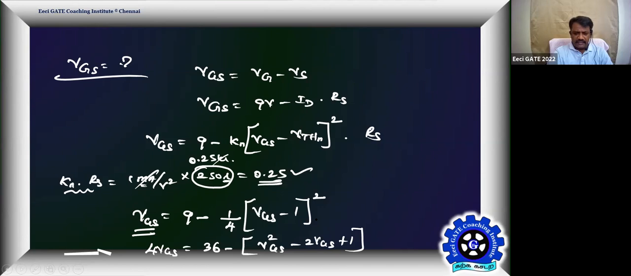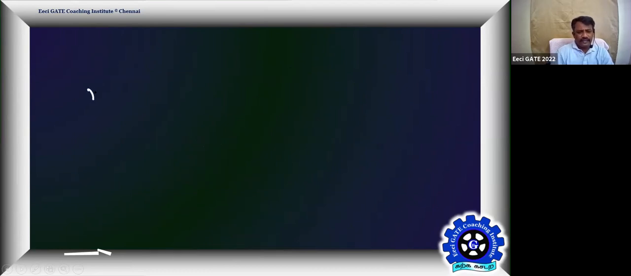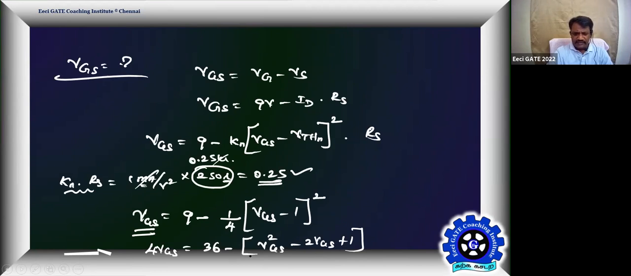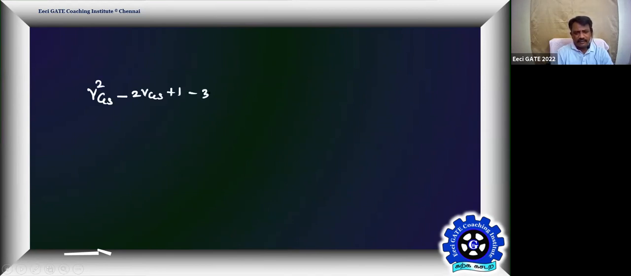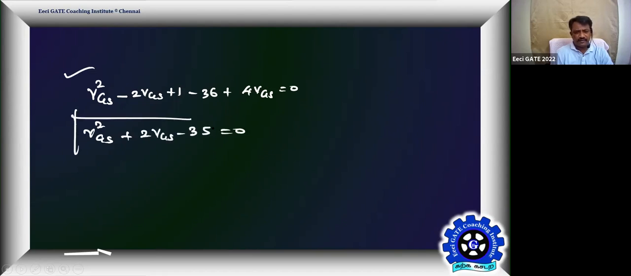So then you take the entire right hand side to the left hand side. Then what will you get? You will get V square GS minus 2 VGS plus 1 as it is. Because it is a minus, push it to the left side. Then minus 36 plus 4 VGS equal to 0 will be the equation, correct? Then simplify this, then you will end up with V square GS minus total VGS plus 2 VGS, minus 35 equal to 0 will be the equation. Getting, Shweta?